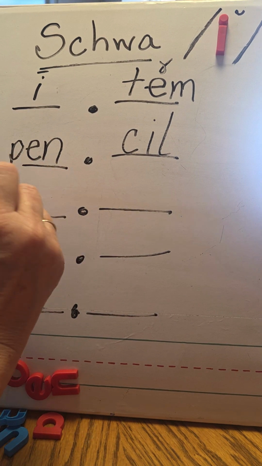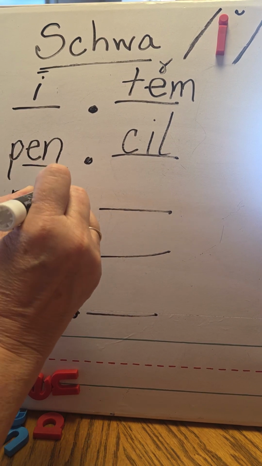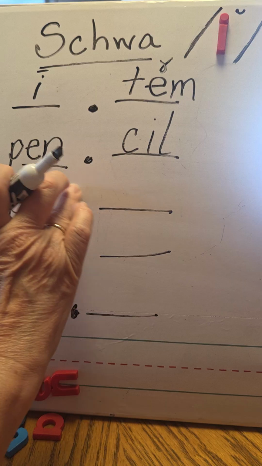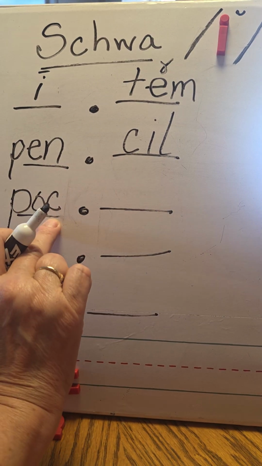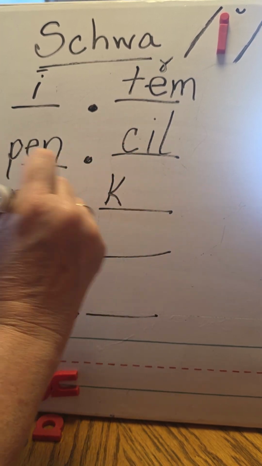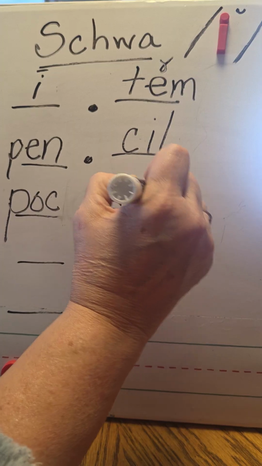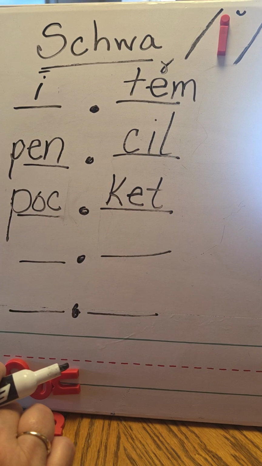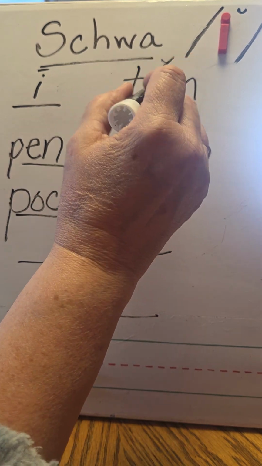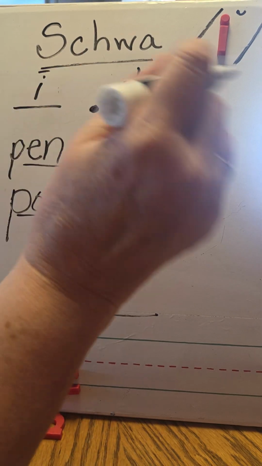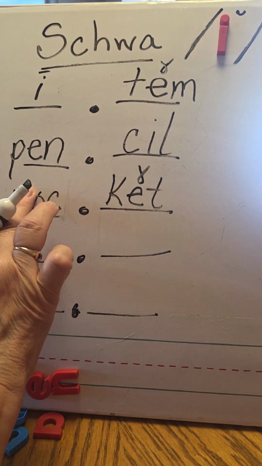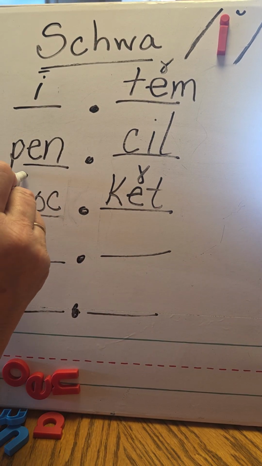Here's one. P-O-C. Uh-oh, we can't keep the CK together. When you have a CK and you add a syllable, the C goes over here and the K goes over here. You can hear them both. Poc. Ket. Pocket. Hey, it sounds like an I. There's your schwa. Pencil. All right. Believe it or not, pencil's in the list. Let's do pocket. There's a lot of them.